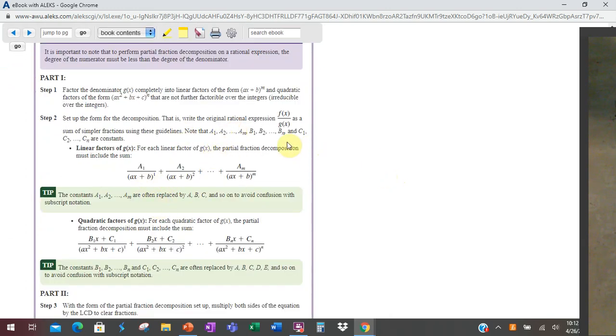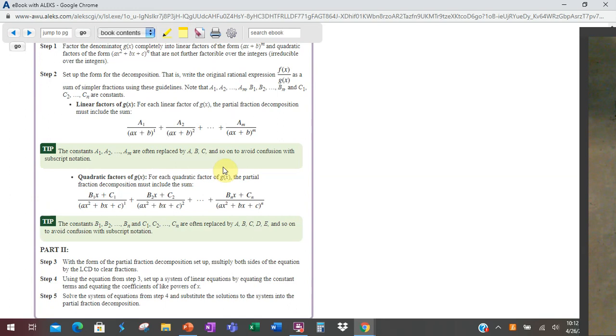So here's with linear factors, and then some of these things may be repeated. So you would need separate ones all the way up for the power. If you were trying to decompose over ax plus b to the m, you would need each one of these. And they use a little subscript, A1, A sub 2, instead of me doing the A and the B, all the way out to that power. And then you would be solving an m by m set of equations.